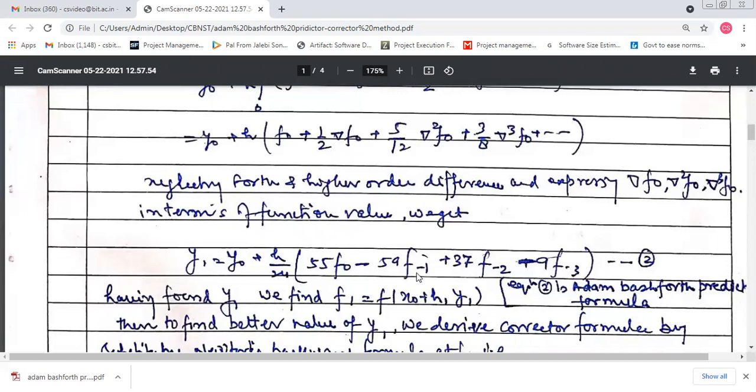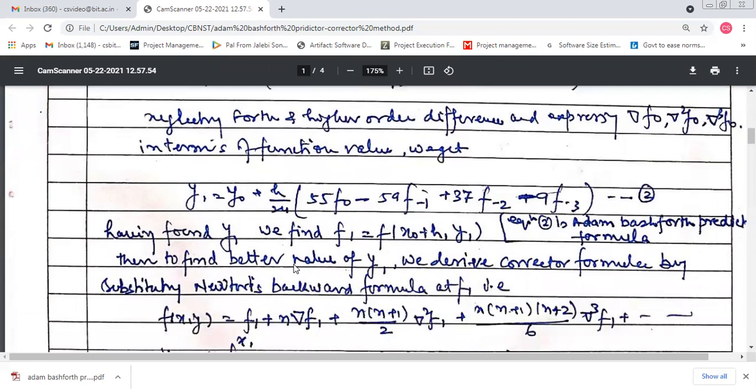We also know f minus 1, which we have computed. We also know f minus 2, we also know f minus 3. Putting all these values on the right hand side, we are able to get the value of y1. But having found this value y1, we have to find out the value of f1. And f1 will be equal to f of x0 plus h, y1. Y1 is that value which we have just computed.